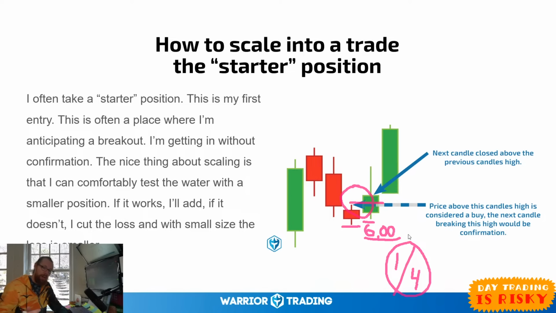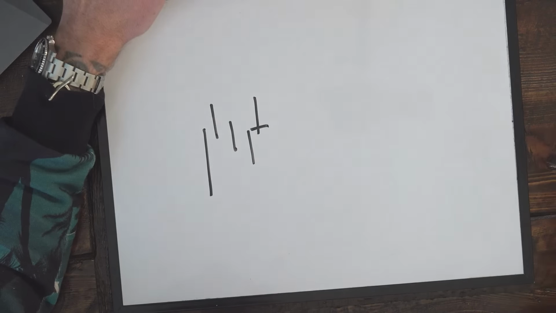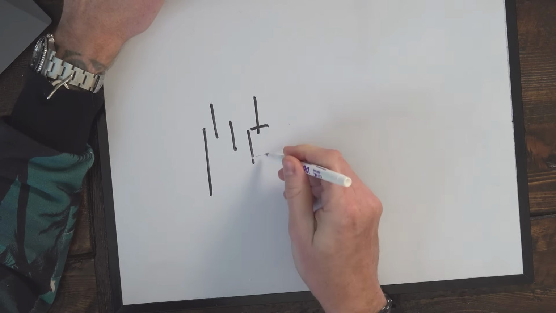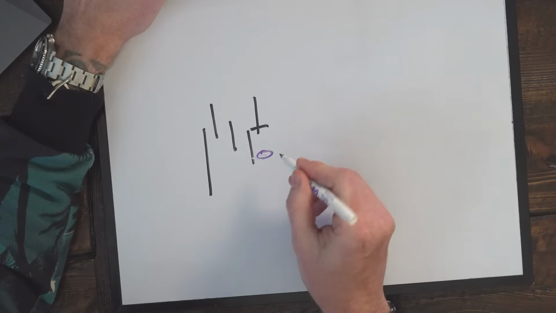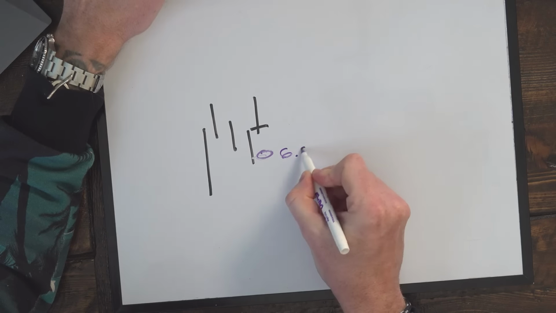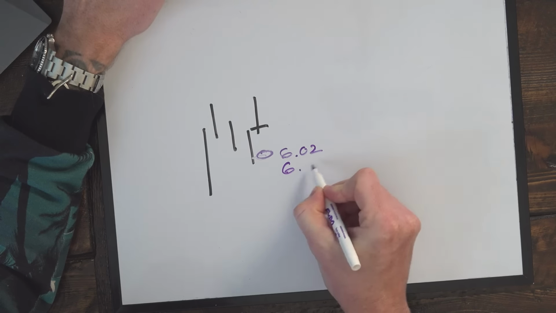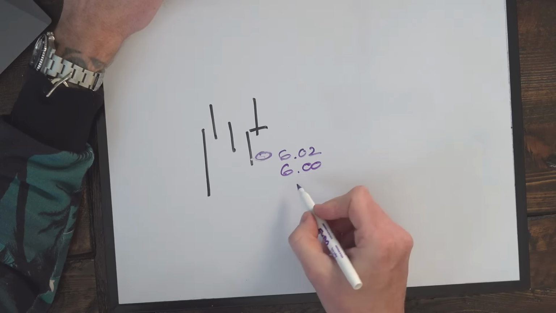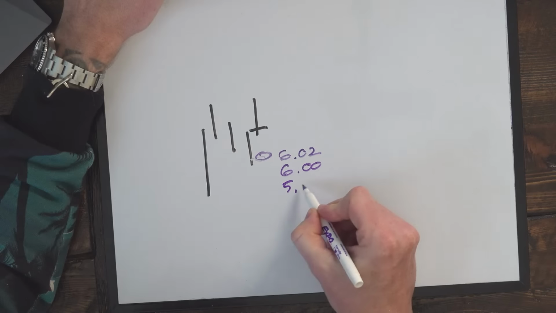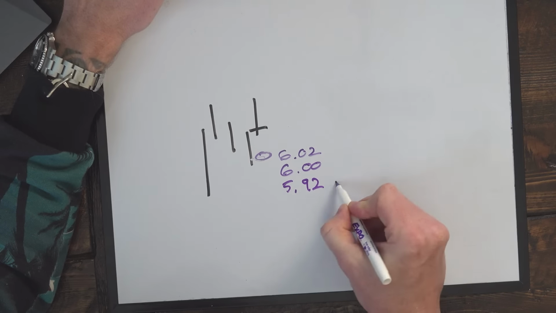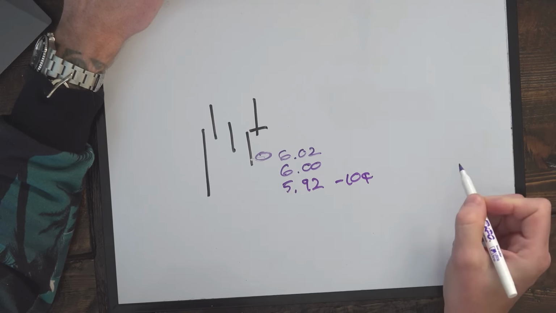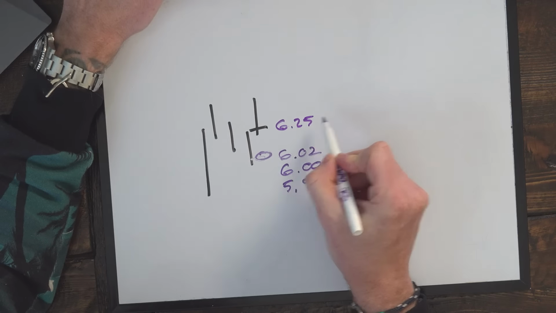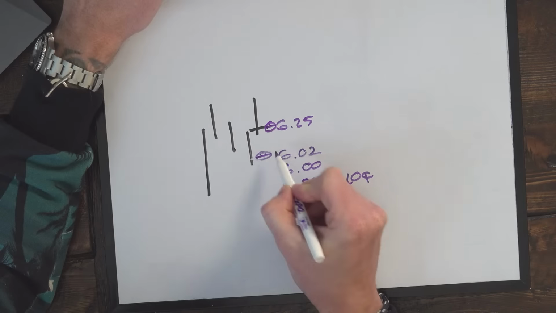So I take that starter position. In the case of this drawing here, maybe the starter position is right down here. Right in this area is the starter. So let's just say that's 6.02 and the stop is $6. Maybe I don't get an exit at 6, but maybe I get an exit at 5.92 at the worst. So minus 10 cents on the initial trade. And then we come up here to 6.25 and I add. So now I double my position.